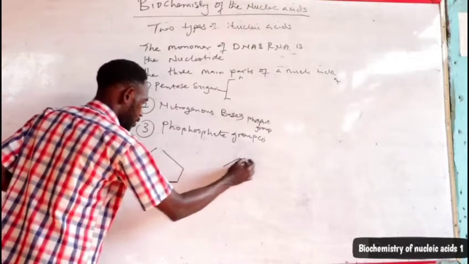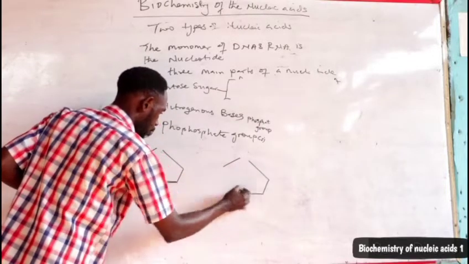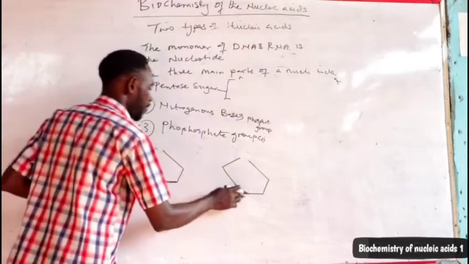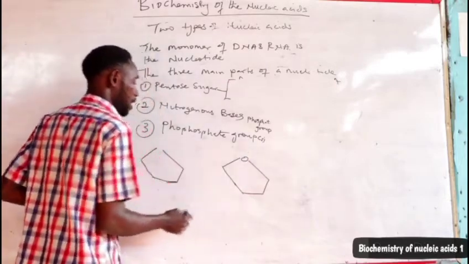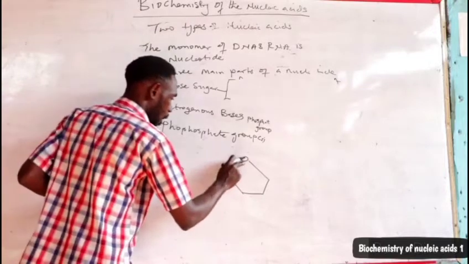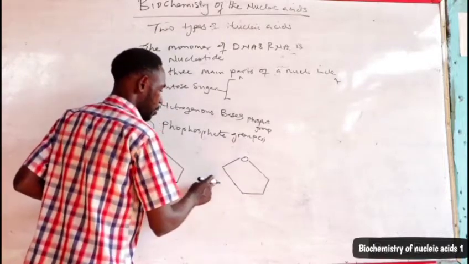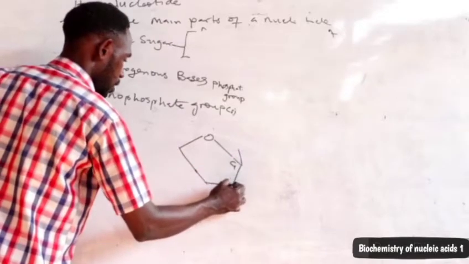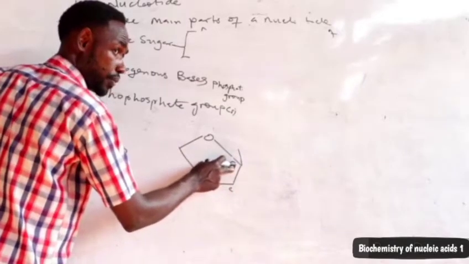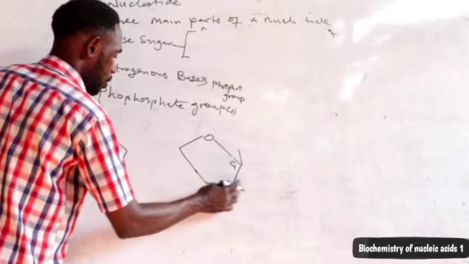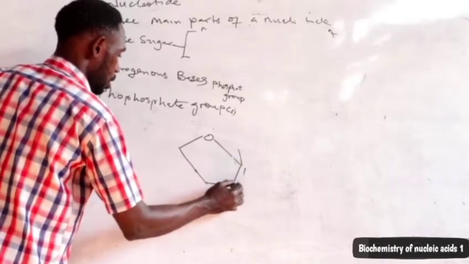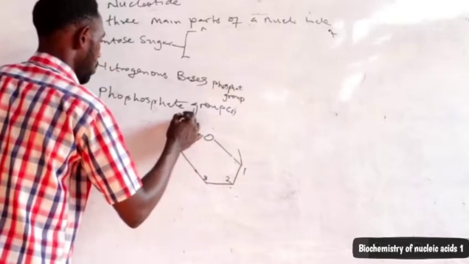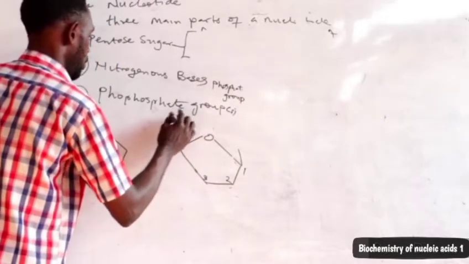And we have another structure. This is what we call furanose structure. A furanose compound is a 5-membered cyclic heterocyclic compound made up of 1 oxygen and 4 carbon. So here is carbon number 1, carbon number 2, number 3, number 4, then number 5. Carbon number 5 is here.